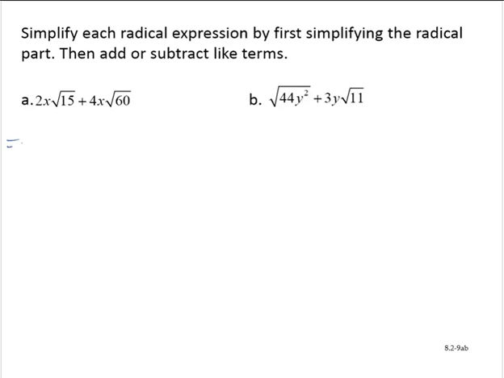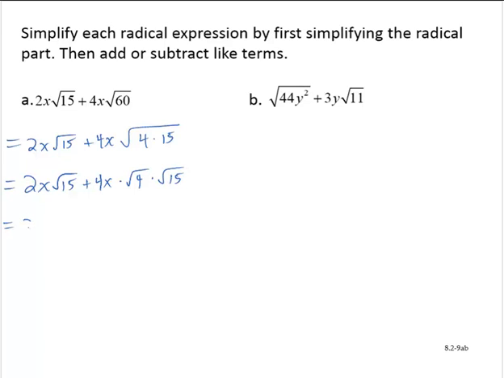So let's see, we have 2x times the square root of 15 plus 4x, and instead of a 60, let me think of 60 as 4 times 15. So I have 2x times the square root of 15 plus 4x times the square root of 4 times the square root of 15. So that's 2x times the square root of 15 plus 4x times 2 times the square root of 15.